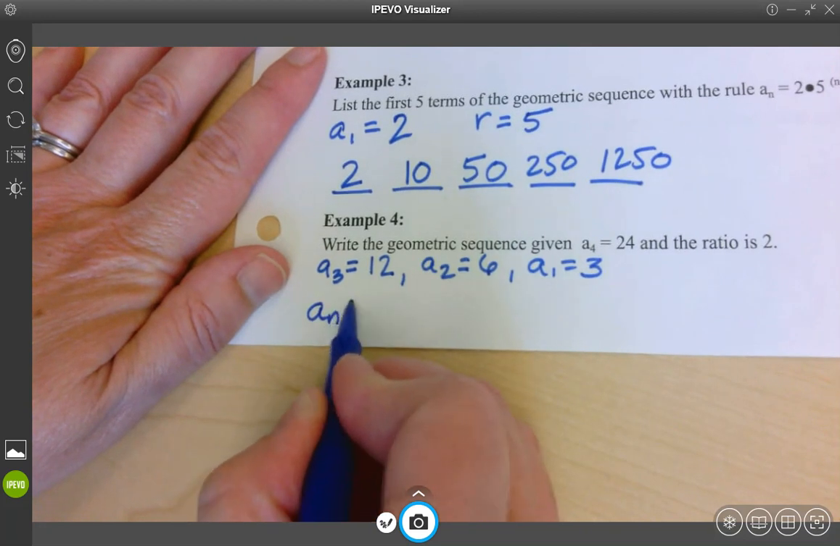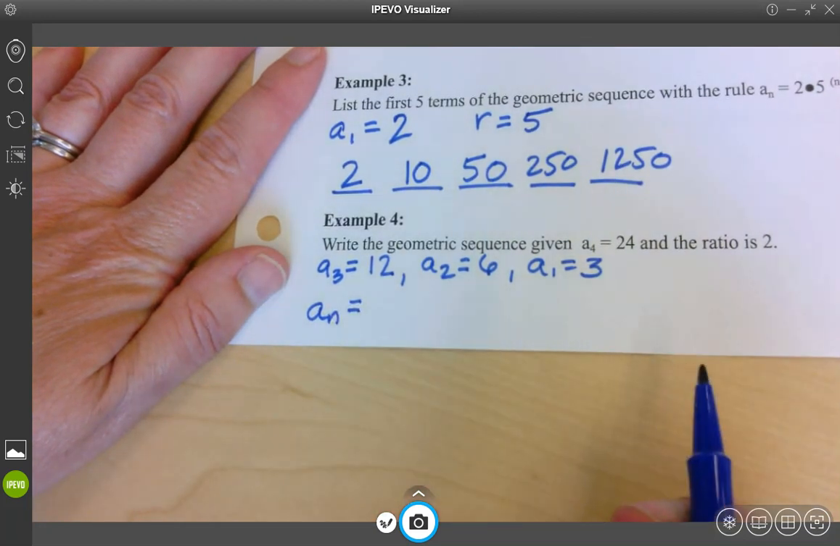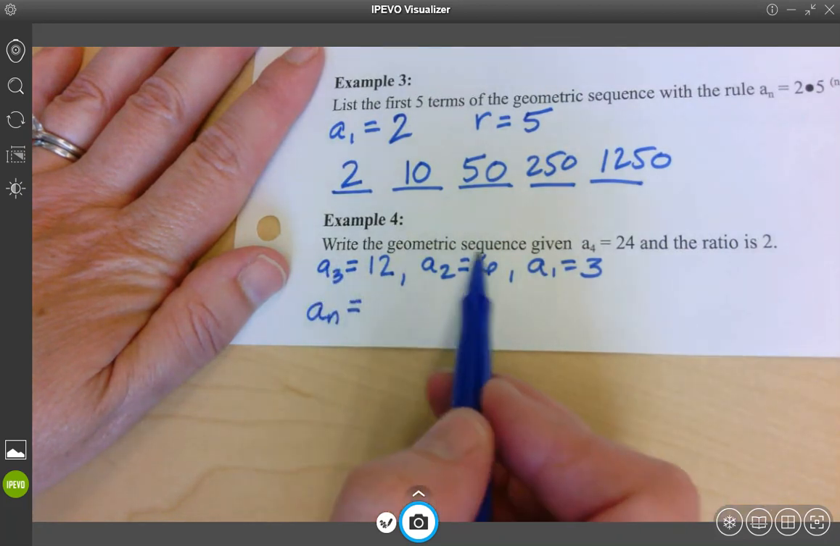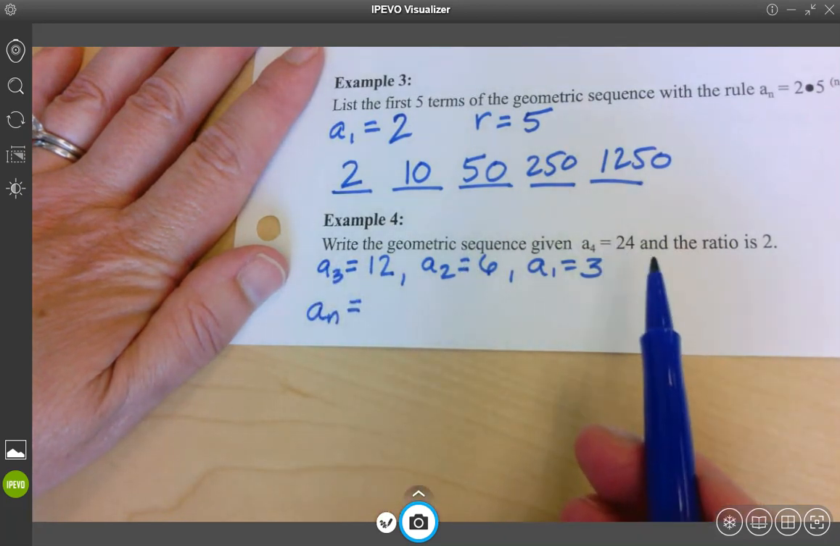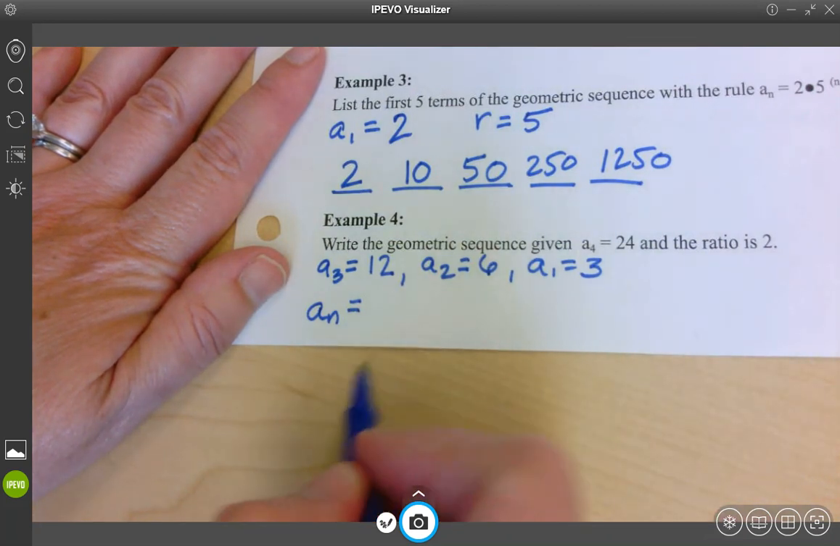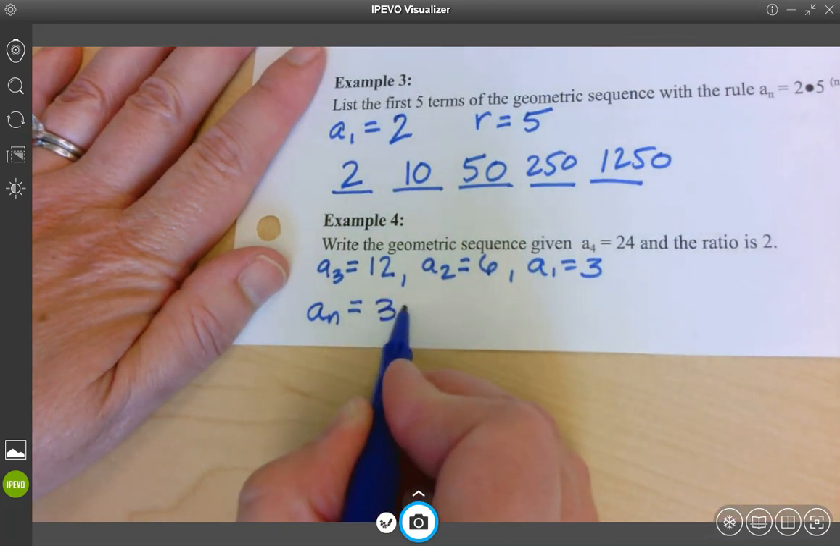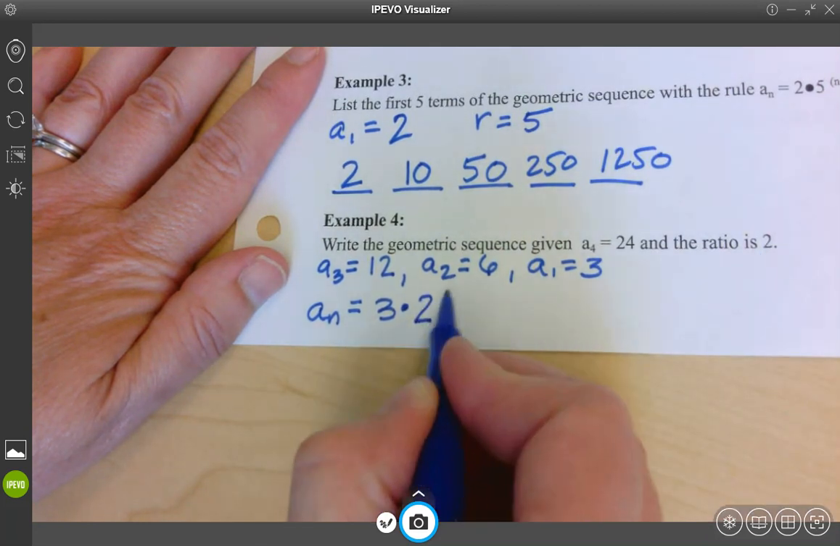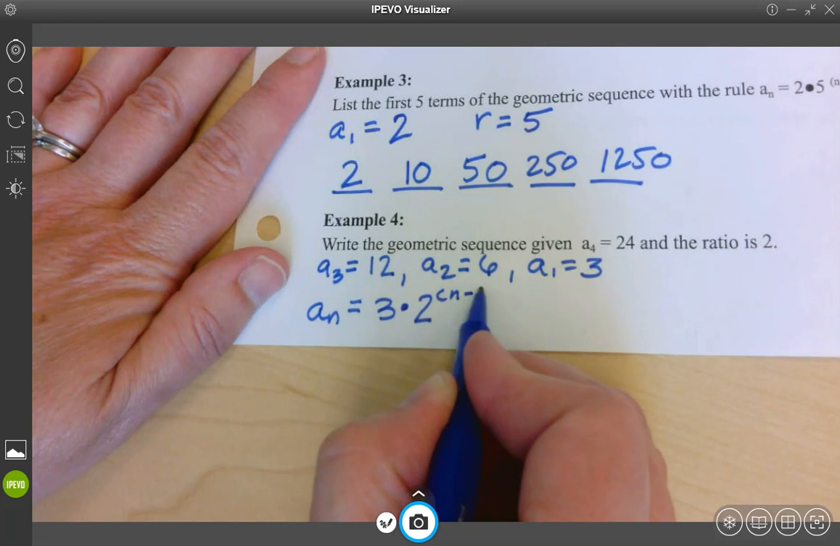So a sub n equals, and I guess it doesn't really say if we're supposed to write the rule or the sequence, but I think we'll just write the rule. First term, 3, times the ratio to the n minus 1.